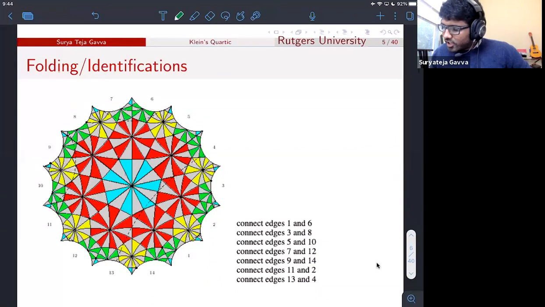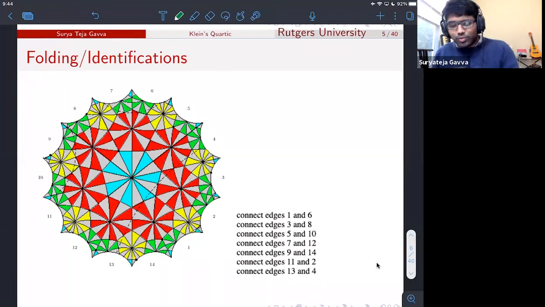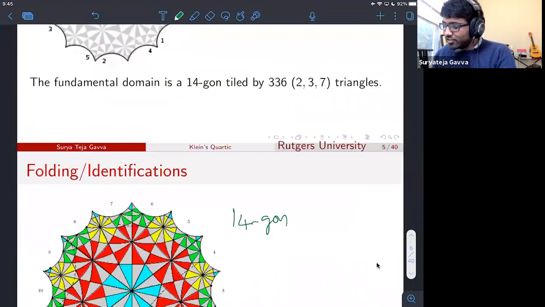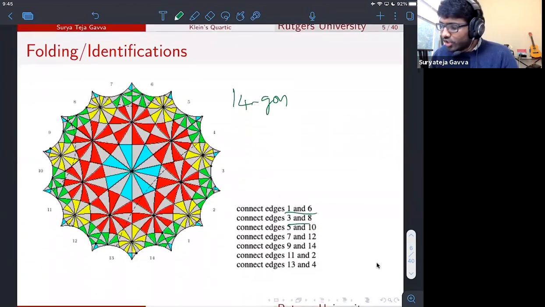Another perspective to understand the surface is that you can consider the fundamental domain of the surface in this tiling to be this particular 14-gon. With some identifications, this 14-gon determines the surface. The identifications are given here. You have to compute and figure out what identifications work out to give you this particular surface with the symmetries I was talking about. So, any questions about the tiling picture?